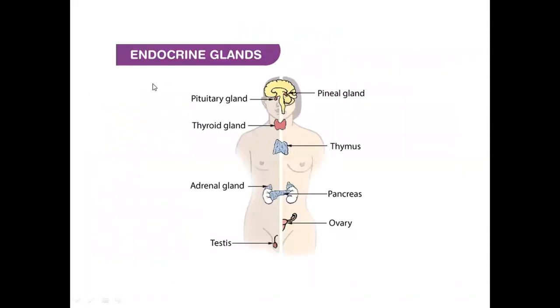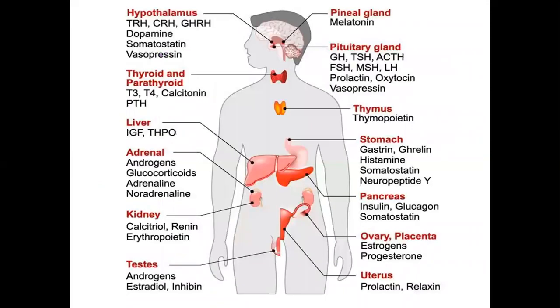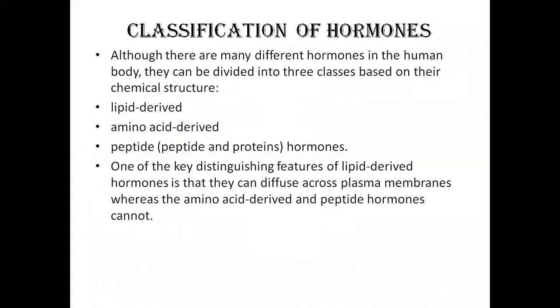So this is the picture which shows the location of major endocrine glands in our body, and these are the hormones that are released by individual endocrine glands. And we even discussed the classification of hormones. We know that the hormones are classified into three main subdivisions depending on the chemical structure. The first one is lipid-derived hormone, second amino acid-derived, and the third is the peptide hormone.